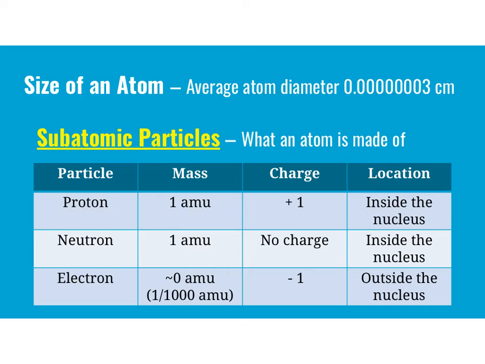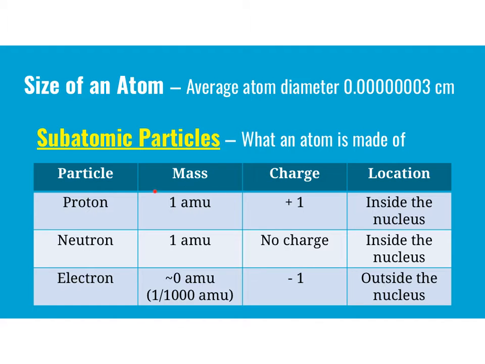So what is an atom made of? Of course, there are 3 subatomic particles: the proton, the neutron, and the electron. We want you guys to know 3 things about each of these, and these were reviewed with you in physical science as well as in biology. So mass, charge, and location.